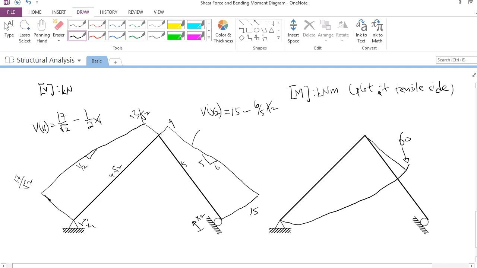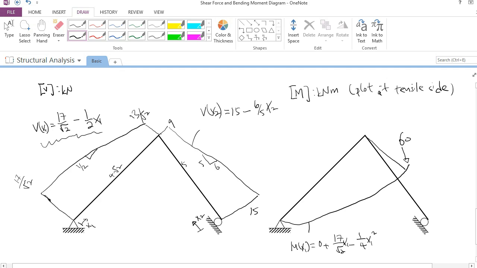If I want to describe this bending moment, M(x1) is equal to the starting point, 0, plus the integration of the shear force diagram, which is 17 over square root of 2 x1 minus 1/4 x1 squared. Sorry, there should be x1 here. If you plug in x1 equals 4 square root of 2, you should get positive 60.